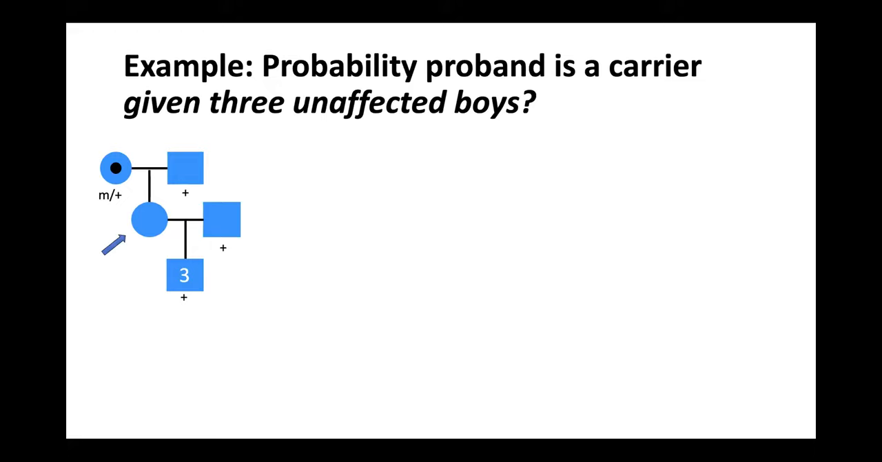But if she had three unaffected boys, her chance of being a carrier will be less. Her prior probability was 1 in 2, but the fact she's had these three unaffected children will reduce her chances of being a carrier. Great. All right. So how did Jenny do that?